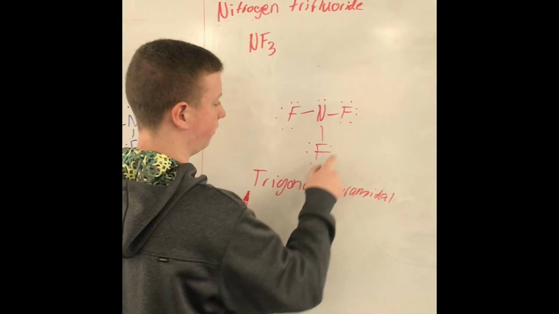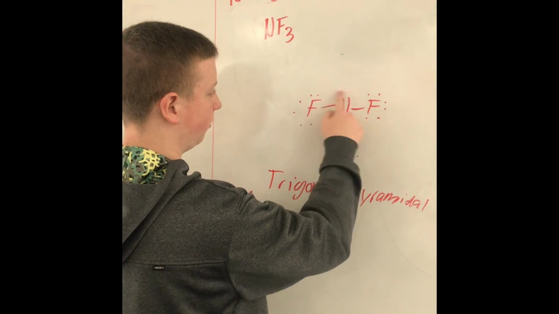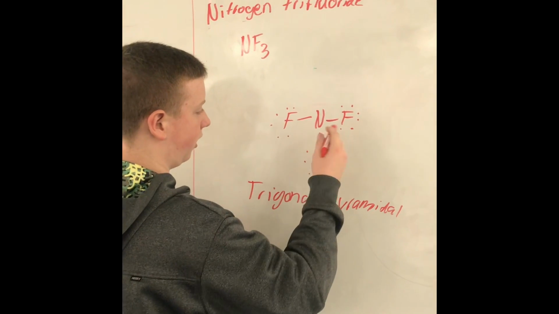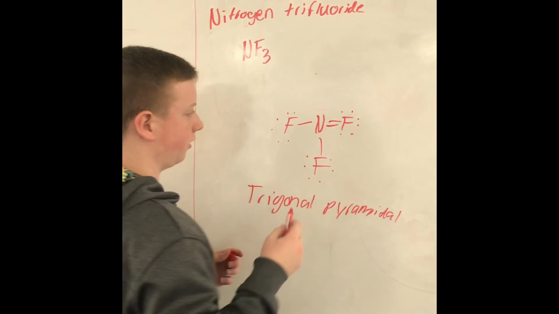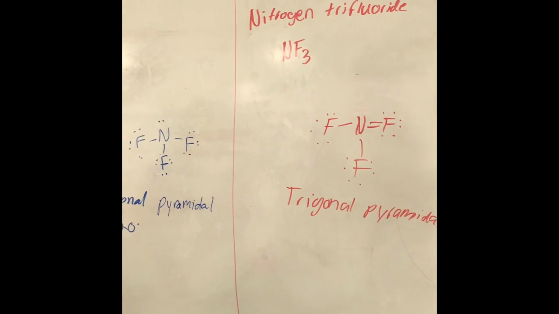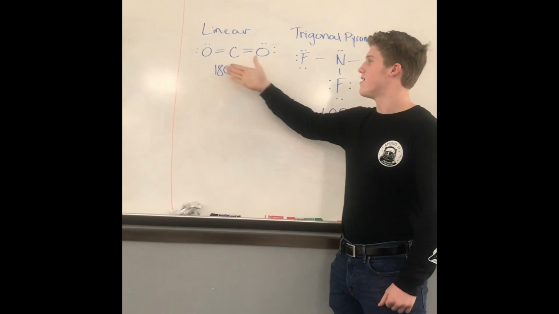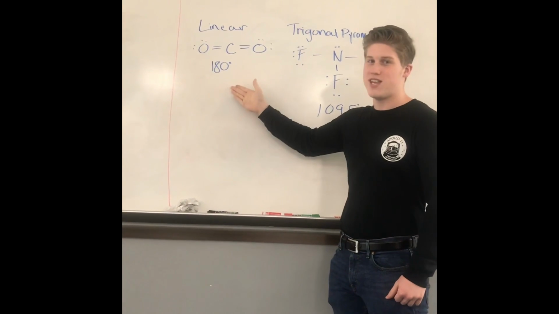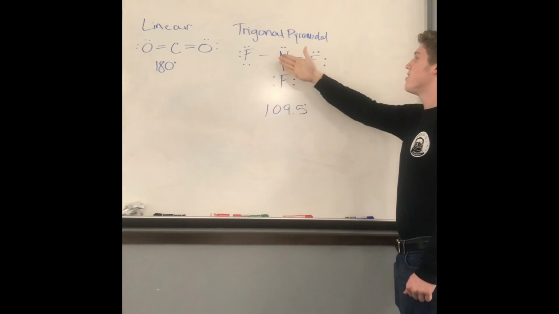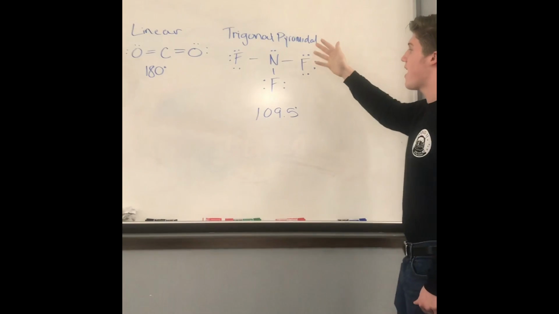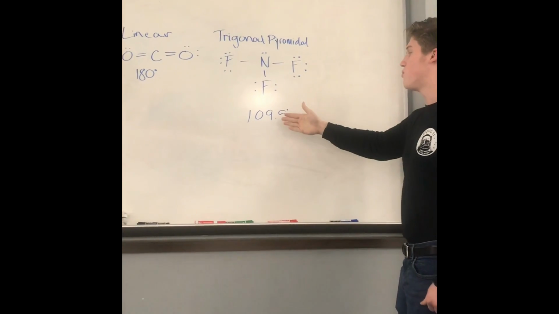So one way you could do this wrong is you could not put a lone pair on nitrogen, and you could add a double bond on fluorine, which would be wrong because then you'd have the wrong amount of valence electrons. Linear because it has no lone pairs, it's in a straight line, and it's 180 degrees. And then this one is trigonal pyramidal because it has lone pairs, and it's 109.5 degrees.